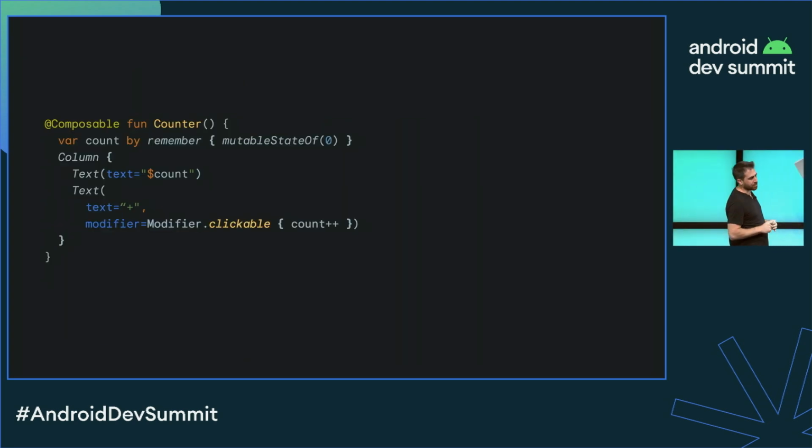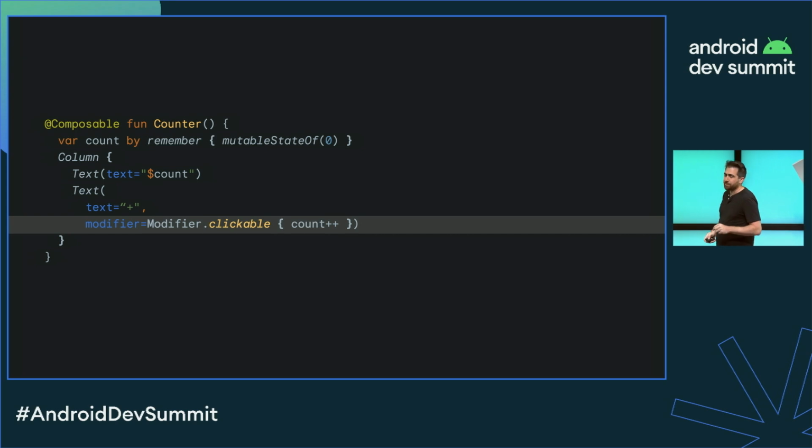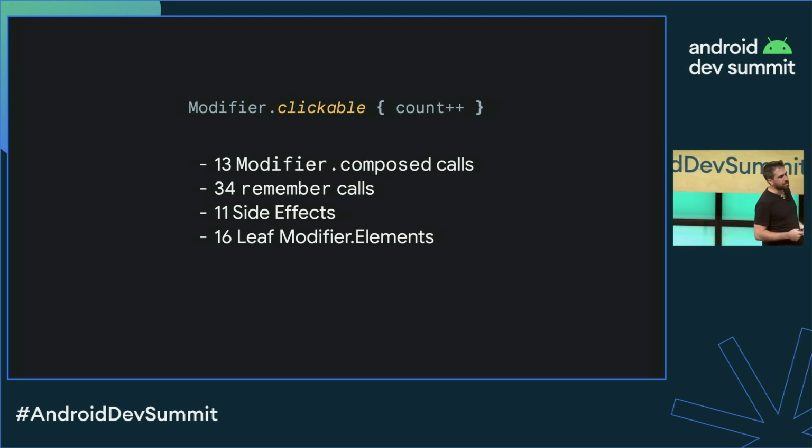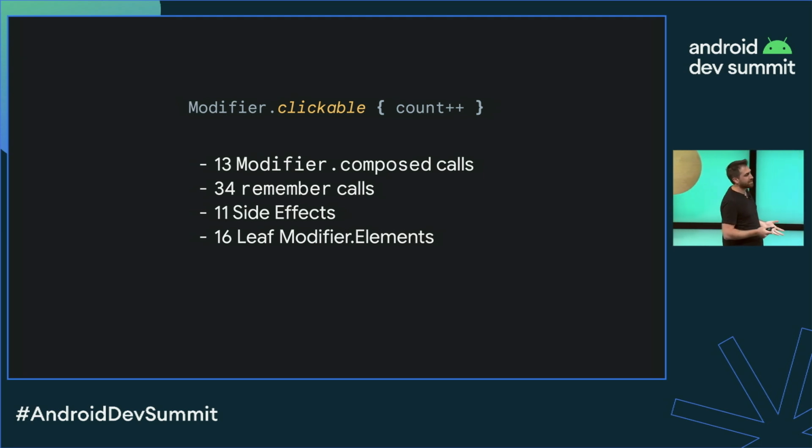Going back to our example, this tree was produced from some pretty innocent looking code with just a single modifier visible. If we look at this modifier, modifier.clickable in this case, we can see that it called modifier.composed 13 times. It had 34 calls to remember, 11 side effects, and this all resulted in 16 modifier elements in the final tree.